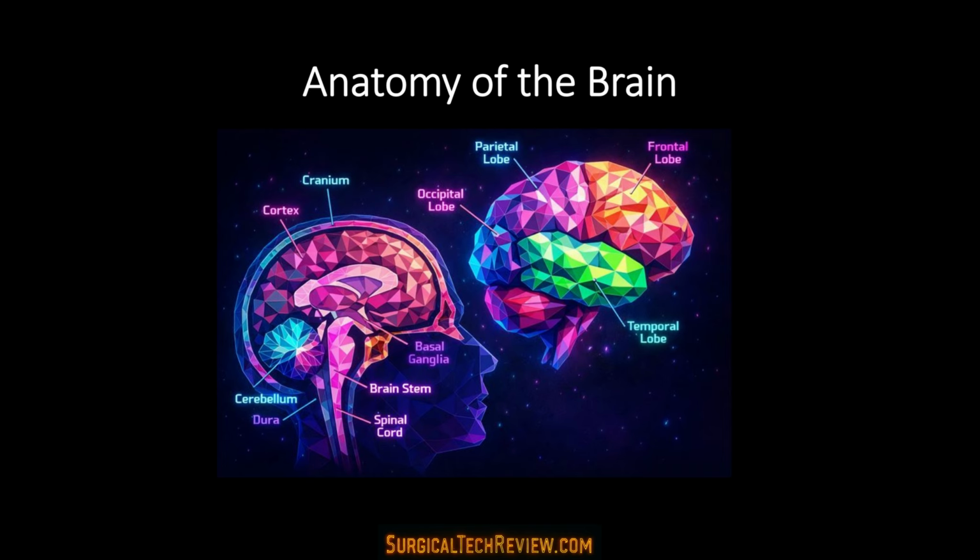When planning a craniotomy, the anatomy of the brain is critical. The brain is divided into lobes, and the location of the pathology determines where the surgeon will operate. Major blood vessels and functional areas must be carefully avoided to prevent neurologic damage.